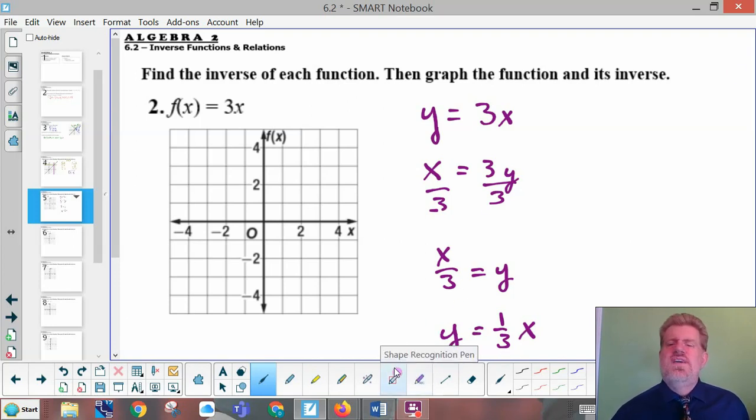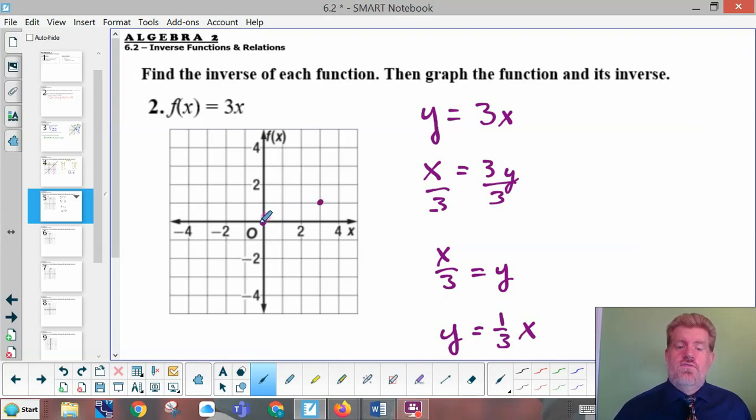Again, you can make a chart anytime you want. You can do an x-y chart and fill out the tables and graph the points. That's fine. I don't care. You could also do it with the slope-intercept form, y equals mx plus b. What's the b value? 0. Crosses right through here. What's the slope? 1 up, 3 right. 1 up, 3 right.